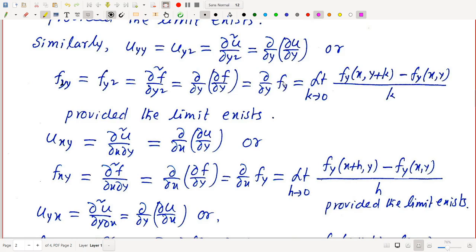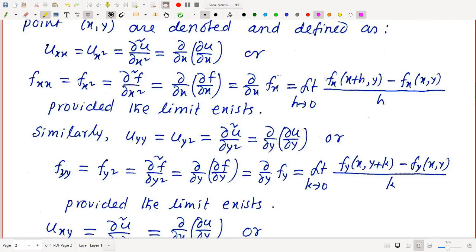It is a function again. So in terms of limit it is the limit k tends to 0 of f suffix y of (x, y plus k) minus f suffix y of (x, y), divided by k, meaning the value of the partial derivative of f with respect to y at the point (x, y plus k) minus the value of the partial derivative of f with respect to y at the point (x, y), divided by k. So this is the rate of change of f suffix y with respect to y again. That's why it is del square f by del y square. In the previous one it was the rate of change of f suffix x with respect to x, meaning derivative of derivative. That's why it was del square f by del x square.